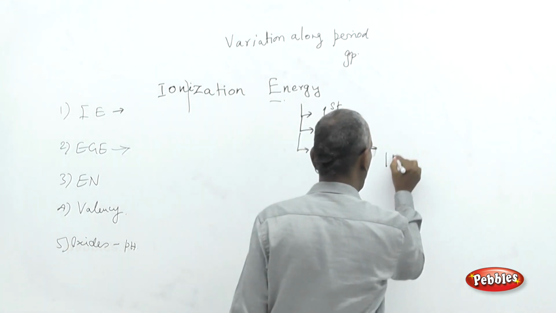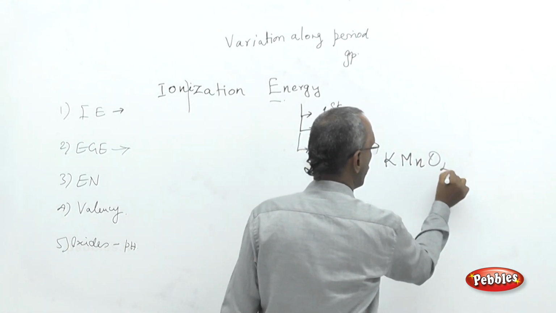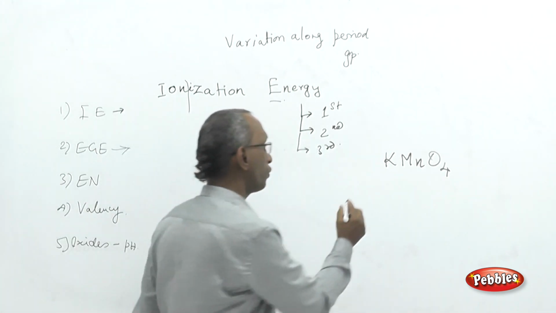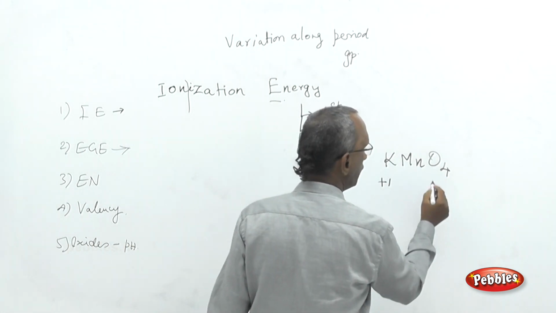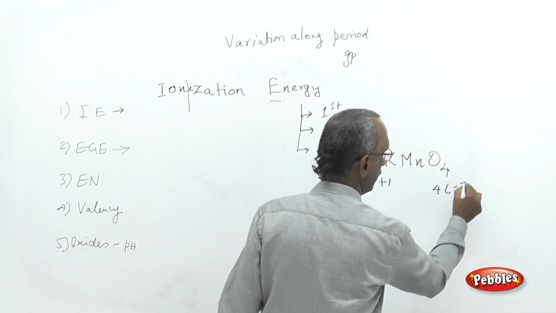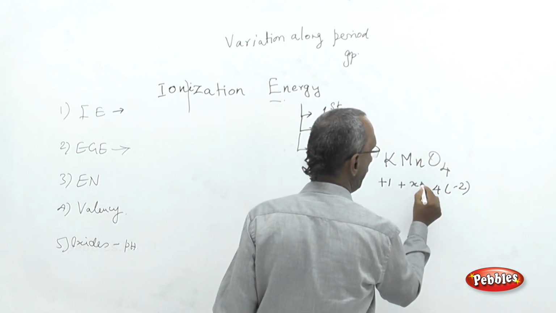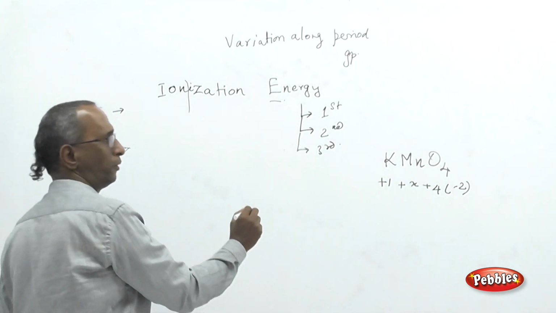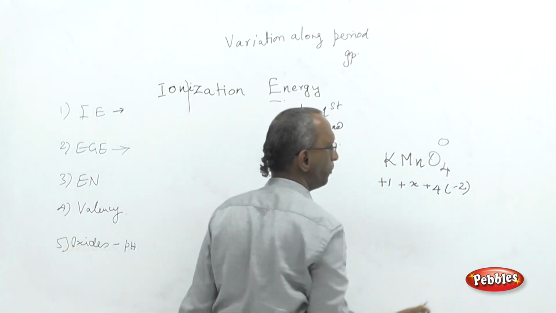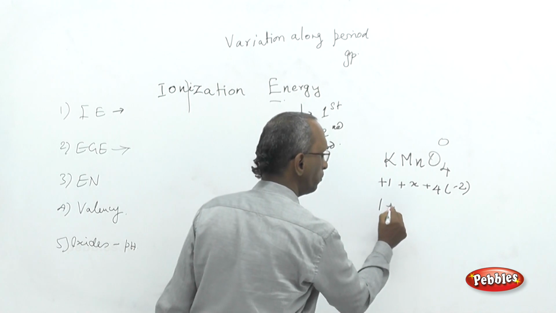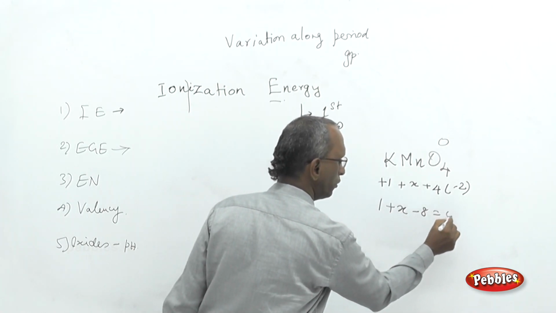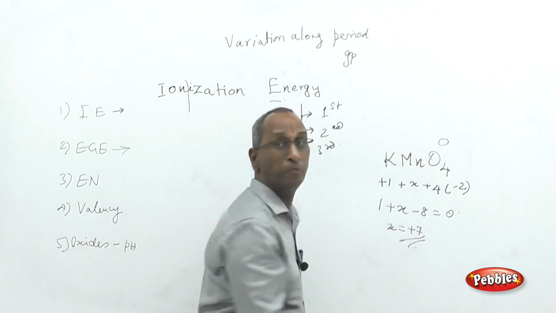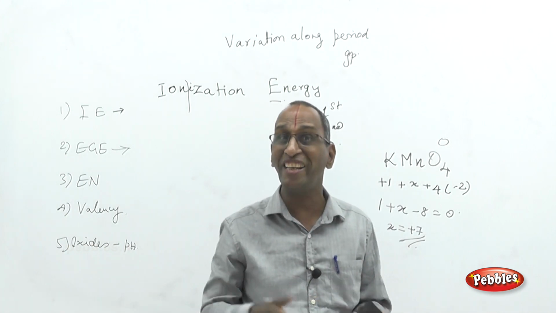What is meant by oxidation state? We have already studied it in redox systems. What is the oxidation state of manganese in potassium permanganate? Potassium is assigned +1, oxygen is assigned -2. The manganese oxidation state we don't know, X. Since the molecule is electrically neutral, the net charge on the system is 0. So 1 plus X minus 8 equals 0, or X equals +7. That means the oxidation state is +7.